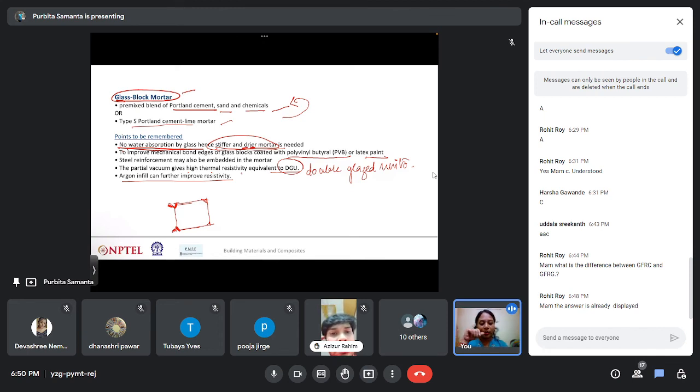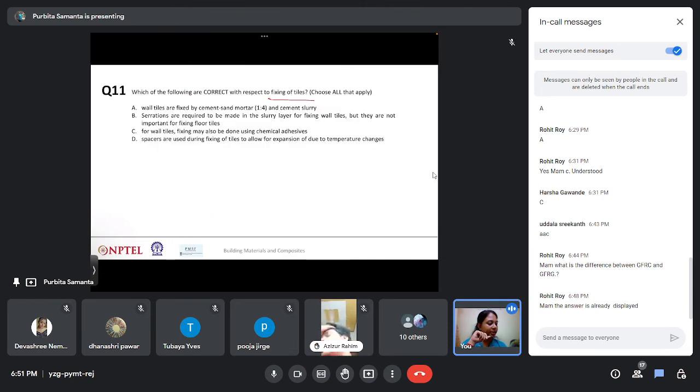Now coming to our last question. This is the last question that I have for you all. It's a question about fixing of tiles, where you have to find the correct answer. This one, or, yes, any answer from you all?